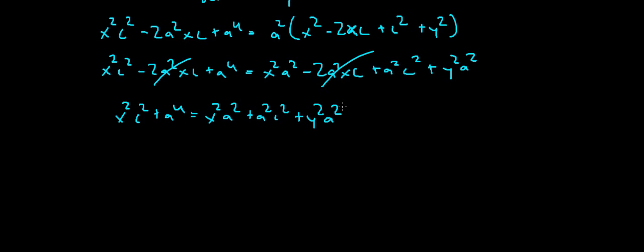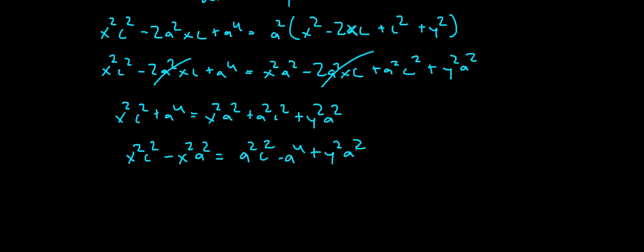And now I need to get all the like terms on one side. So x squared c squared, so the fourth. So factor out x squared here: c squared minus a squared. Yeah, this is how I do it. I can factor out a squared over here.